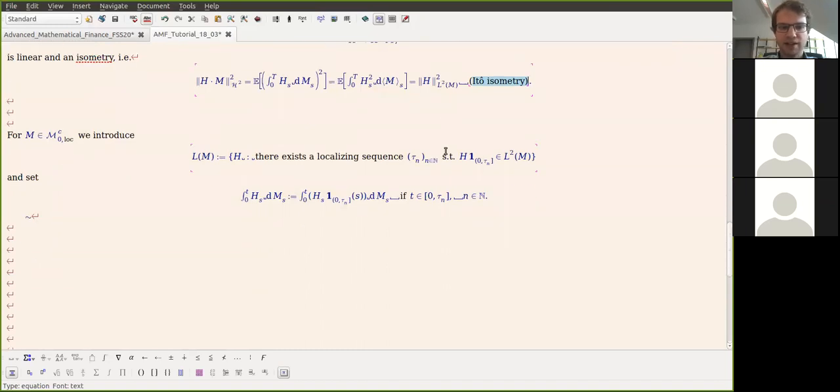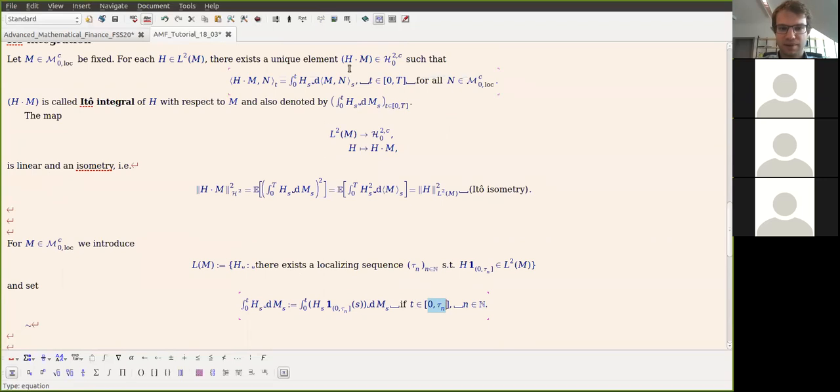And then we can extend it to the actual class we considered. So if I have a continuous local martingale, then I can integrate all functions which I can localize. So I find a localizing sequence as before, such that the localized integrands are in L2. And then we define the integral H against M to be just the integral of the localized integrands if t is in the interval 0 to t, and this is consistent by the uniqueness property.